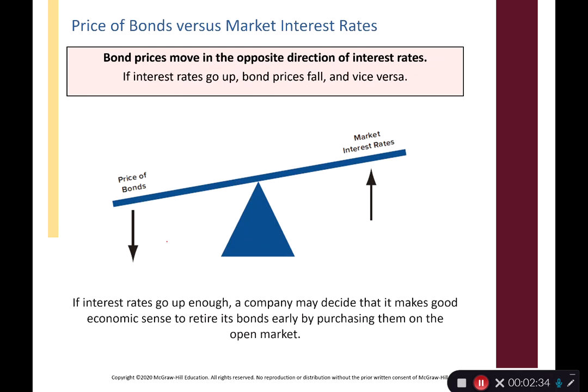So the price of bonds goes in the opposite direction of interest rates. So as market interest rates go up, it's going to lower the price of the bonds because it effectively is going to mean that the stated rate is lower compared to the market rate. And when that happens, the price of bonds would go down.